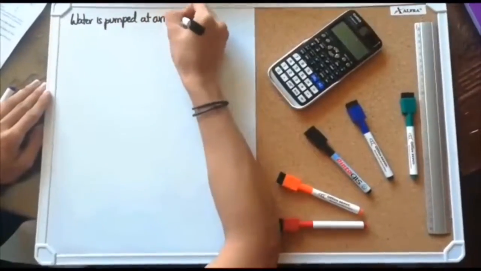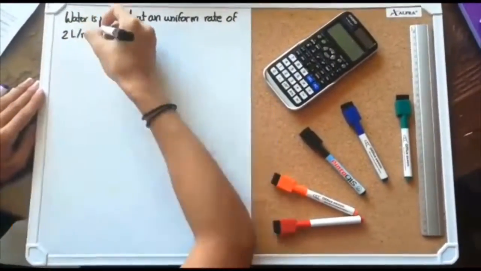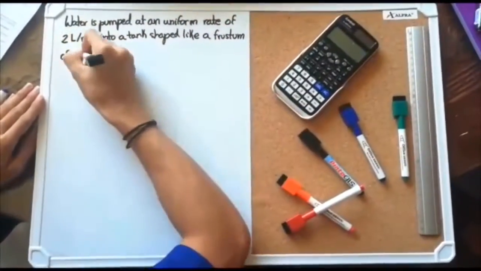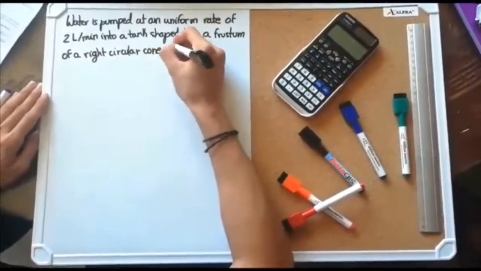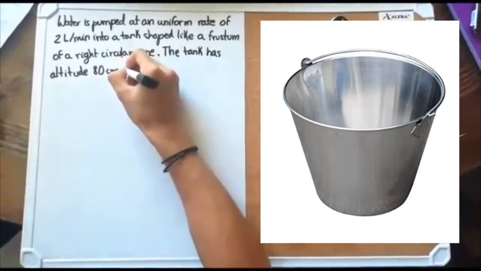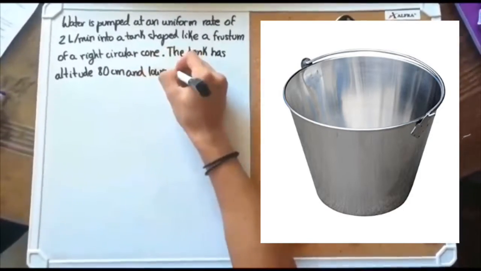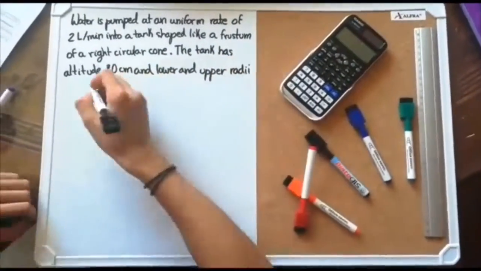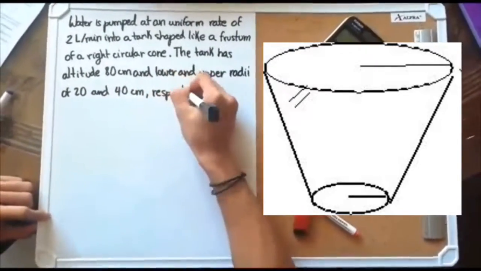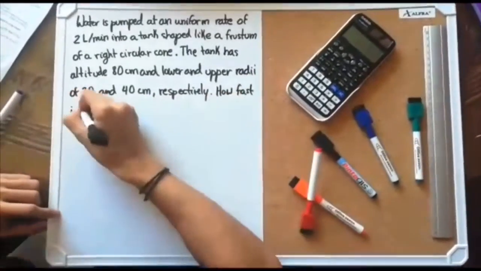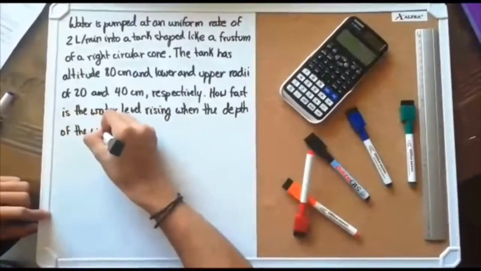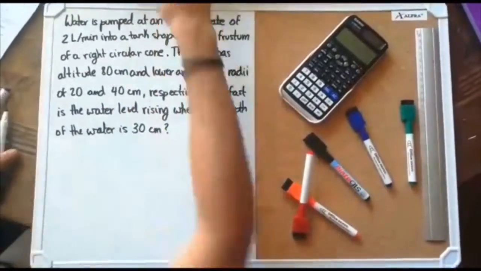So let's see the problem. Water, yes, H2O, is pumped at a uniform rate of 2 liters per minute into a tank shaped like a frustum of a right circular cone. The tank has an altitude of 80 centimeters and lower and upper radii of 20 and 40 centimeters, respectively. How fast is the water level rising when the depth of the water is 30 centimeters?